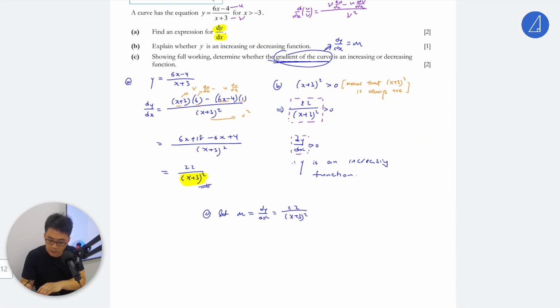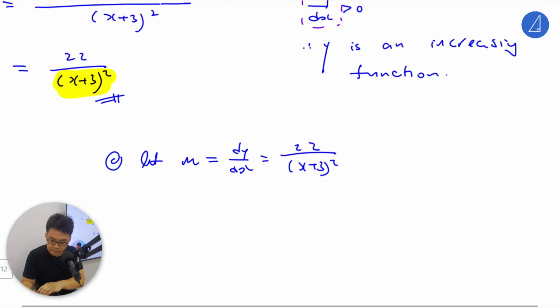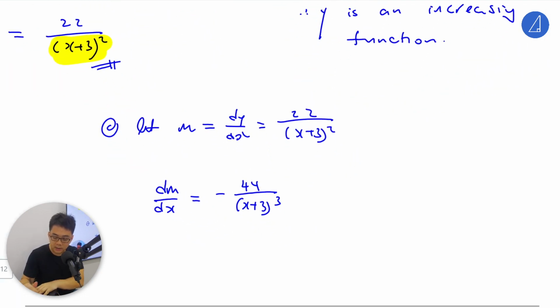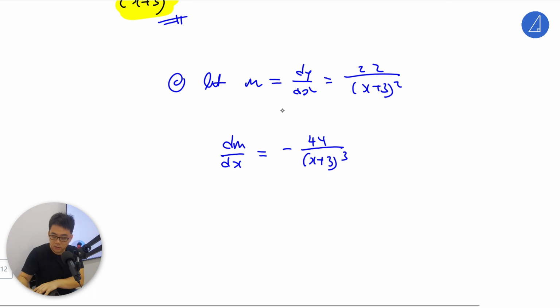Okay. Then what you need to do is you need to differentiate it. So it's minus 88 over (x plus 3) to the power 3. Okay, so since now this is important, you let the gradient function be m, and so this is your rate of change of the gradient function. Rate of increase.